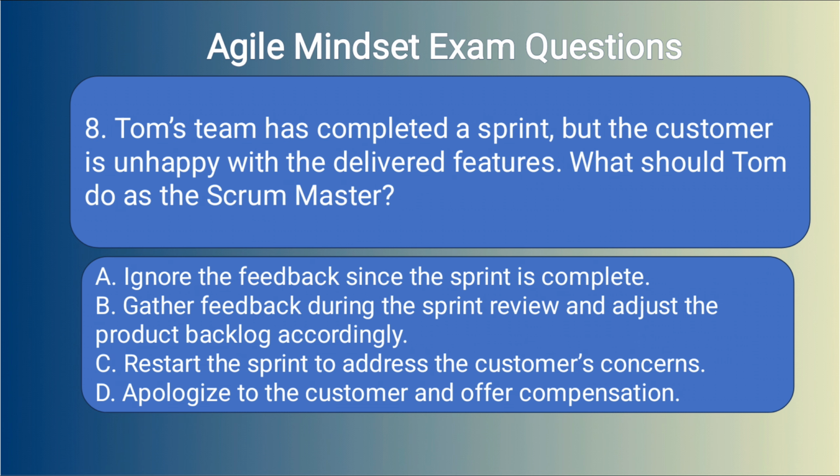8. Tom's team has completed a sprint, but the customer is unhappy with the delivered features. What should Tom do as the Scrum Master? A. Ignore the feedback since the sprint is complete. B. Gather feedback during the sprint review and adjust the product backlog accordingly.